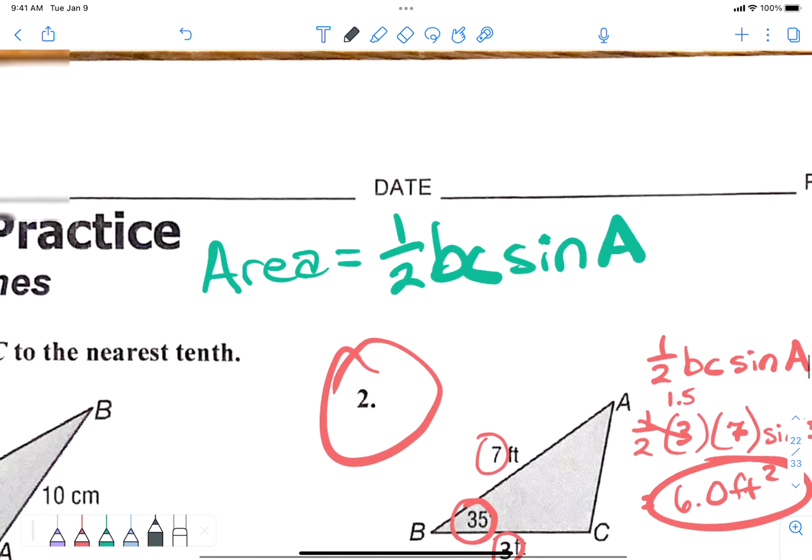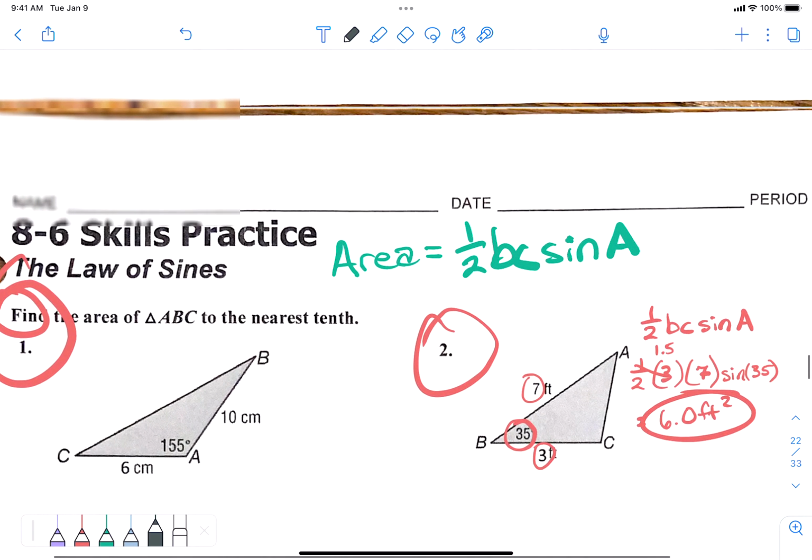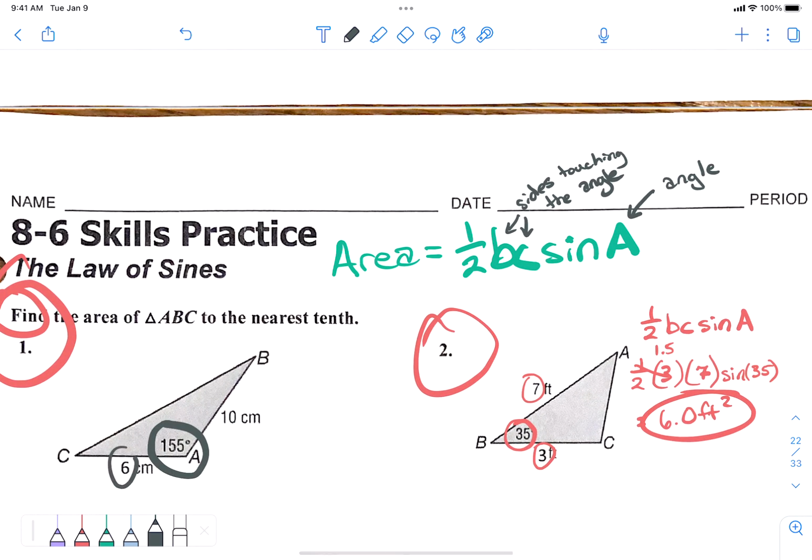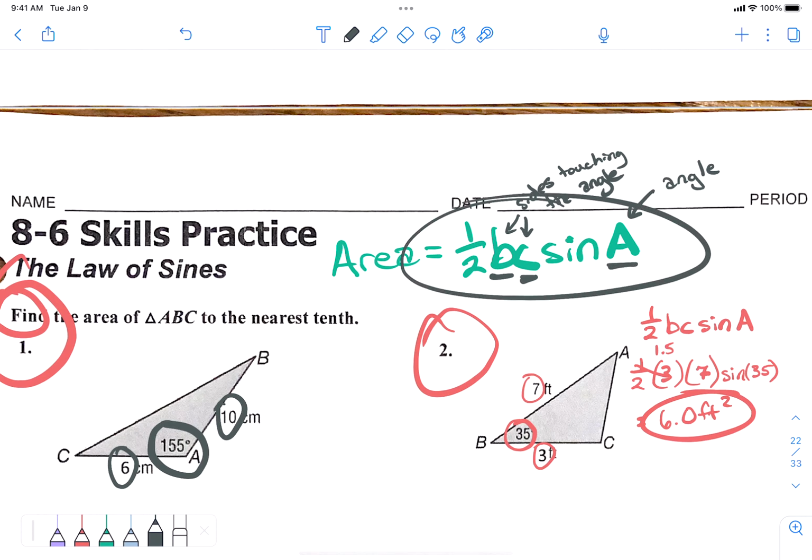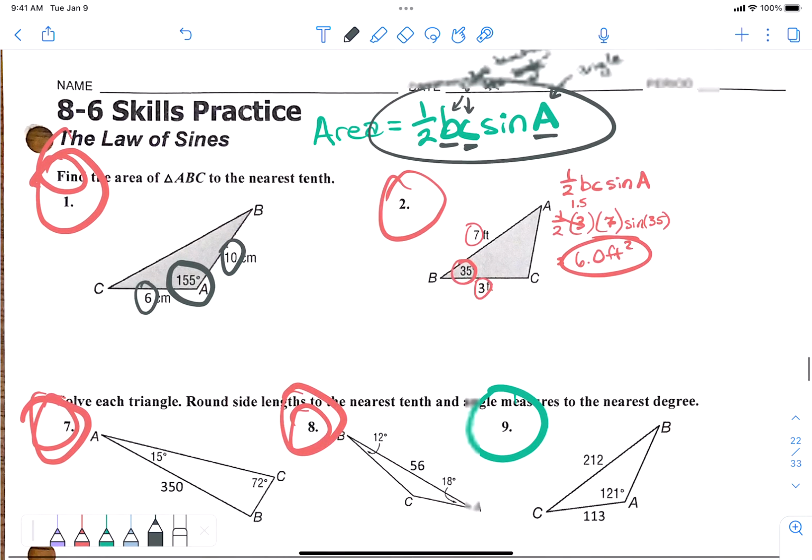So like B and C, angle A, this guy right here is 155. 6 and 10 are the two sides that it gives to me. Are those two sides touching my angle? Yes, so those would go in for B and C. Like 6 and 10 would go in for B and C, and then sine of 155 would go in there. That's the formula for area of those triangles, okay? So that's what you're going to do for those top ones.